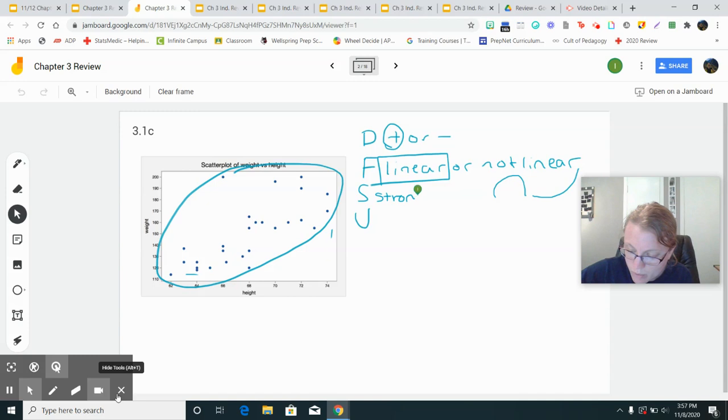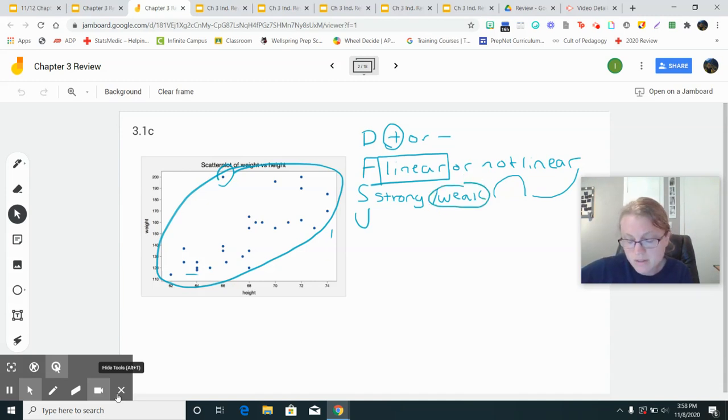So for strength, we're going to decide is it strong or weak. So I drew an oval around my points, and because we've got some wacky points here, we have a lot of distance between the points. I have a fat oval. So the fatter the oval, the weaker the relationship. So we would say this is weak.